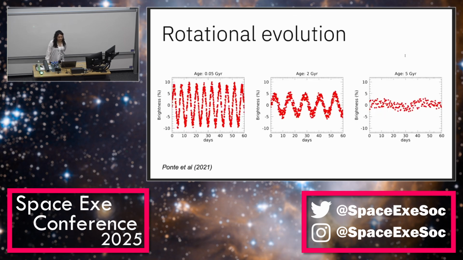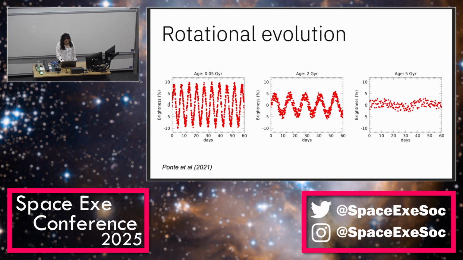One way of doing this is seeing the stellar rotation. So at the beginning of life, the star rotates really, really fast. And as time passes, the star slows down. So if we get the rotation of the star, we can estimate the stellar age.